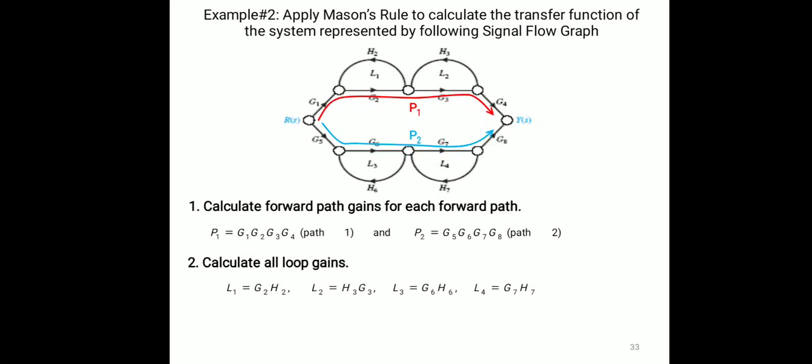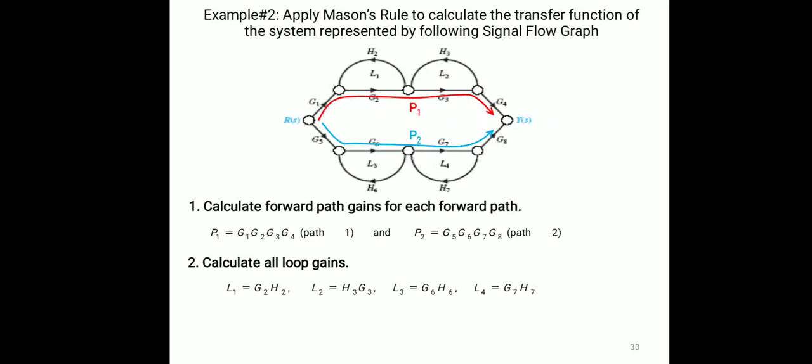So the next is loops. There are four loops, which we are representing as L1, L2, L3, L4. L1 has the gain G2H2, L2 has the gain G3H3, L3 has the gain G6H6, and L4 has the gain G7H7. There are four loop gains.